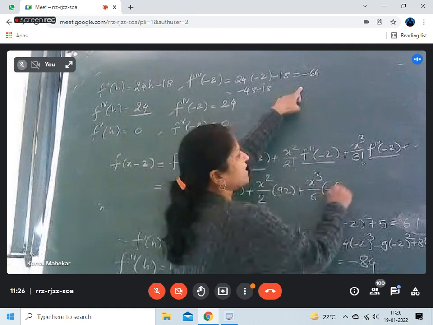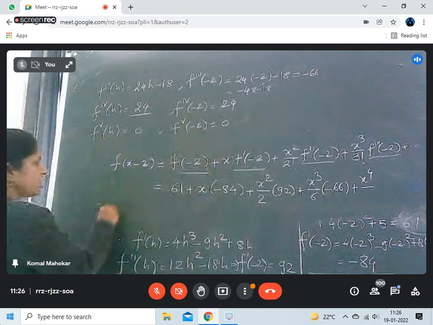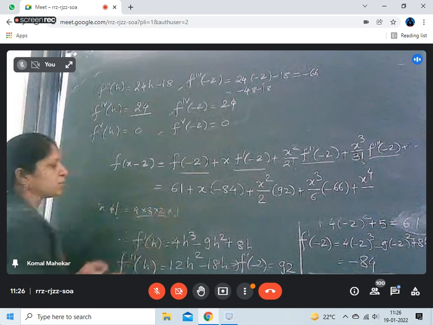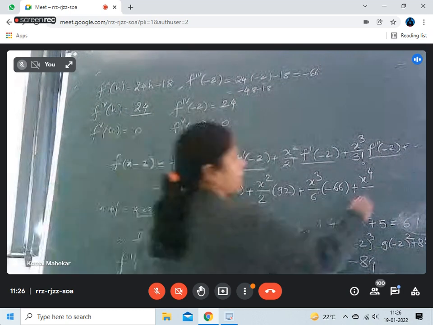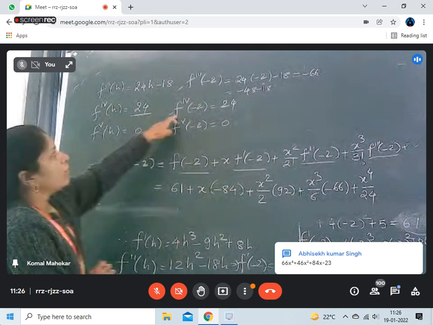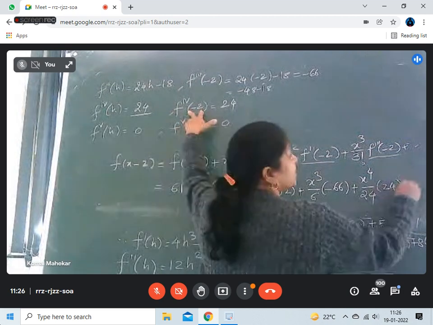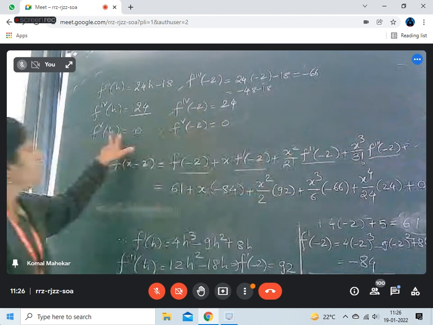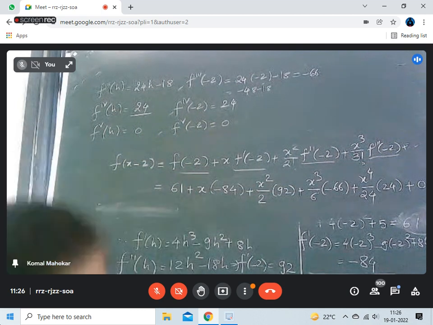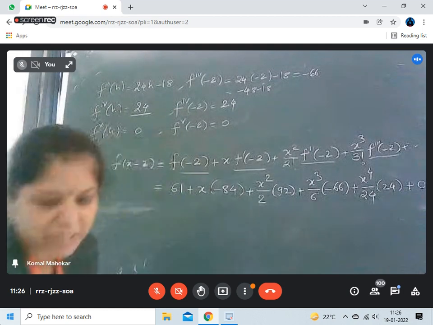plus x upon 4 factorial. Now 4 factorial is 4 into 3 into 2 into 1, 12 into 2, that is 24. So x raised to 4 upon 24 multiplied by the fourth derivative at minus 2, that is 24, plus the next term is 0. You will get the expansion of the function up to the power x raised to 4 only. So carry out this calculation and simplify.